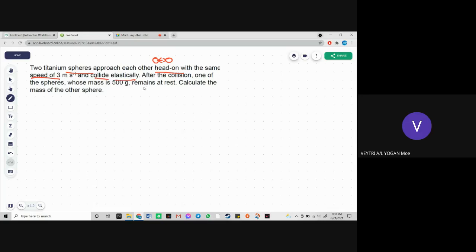Collide elastically. Collide elastically means apa? Elastic collision. Elastic collision terus list down 2 properties. Number 1, initial momentum is equals to final momentum. Number 2, initial kinetic energy equals to final kinetic energy. Why? Because in elastic collision, it has stated 2 properties. Number 1, the momentum before and after is conserved. Number 2, the kinetic energy before and after is conserved.